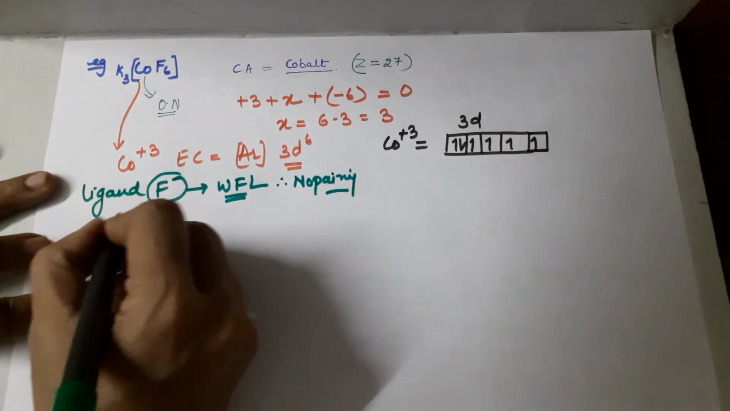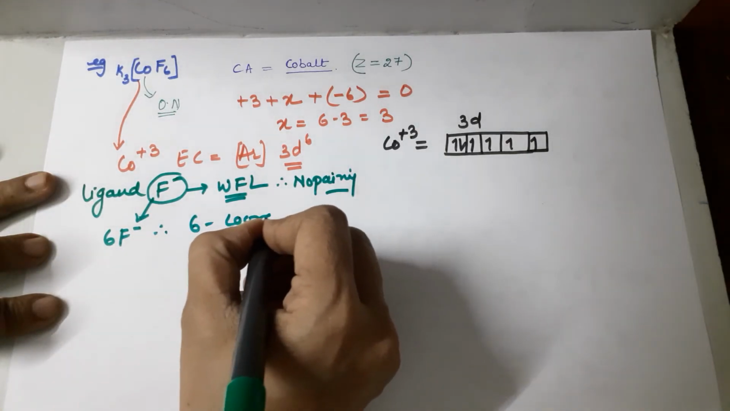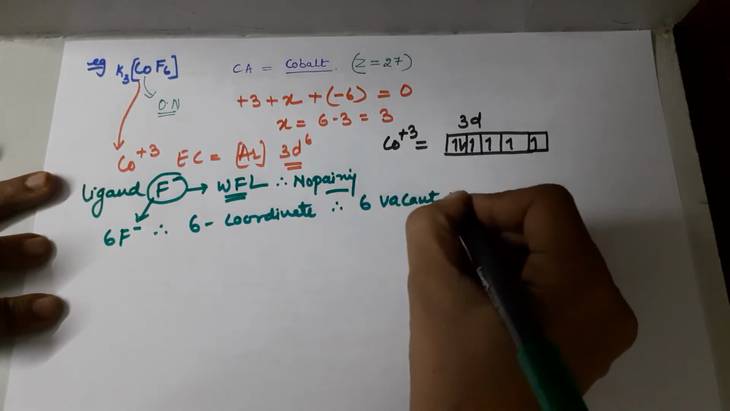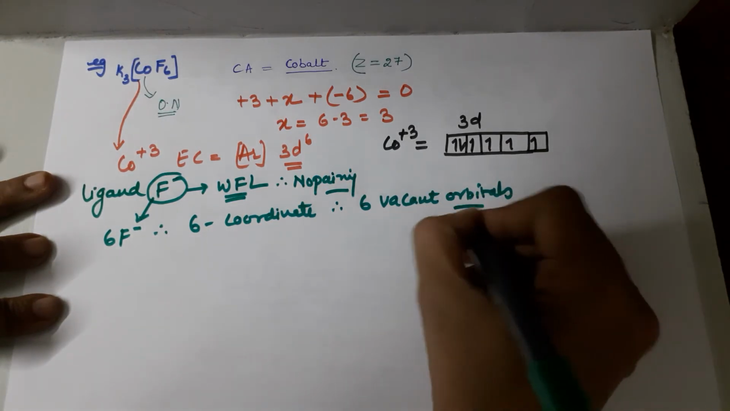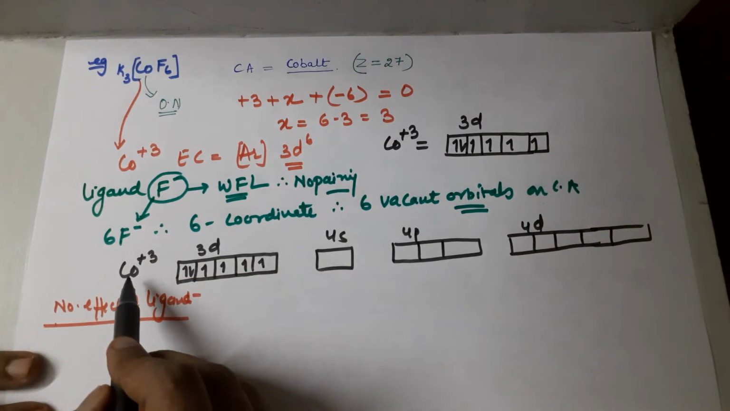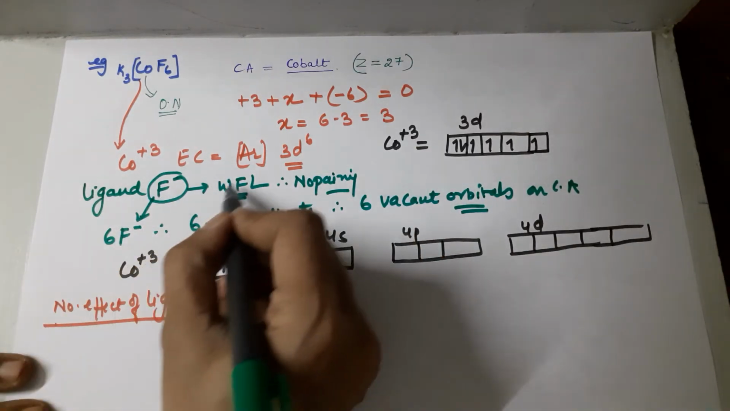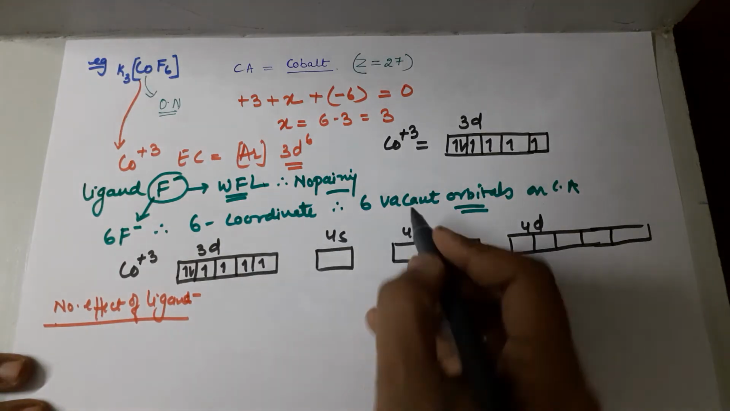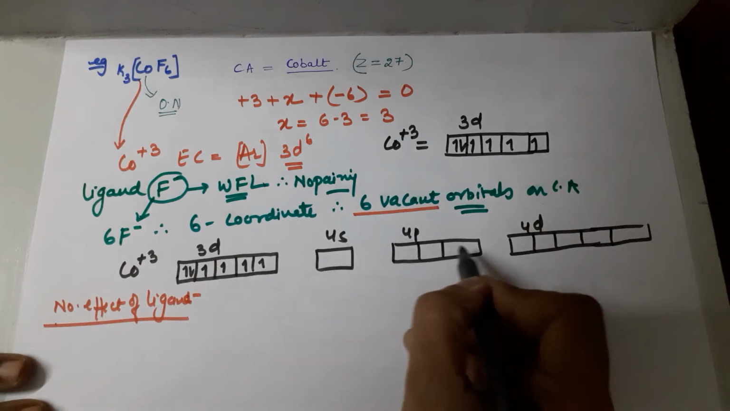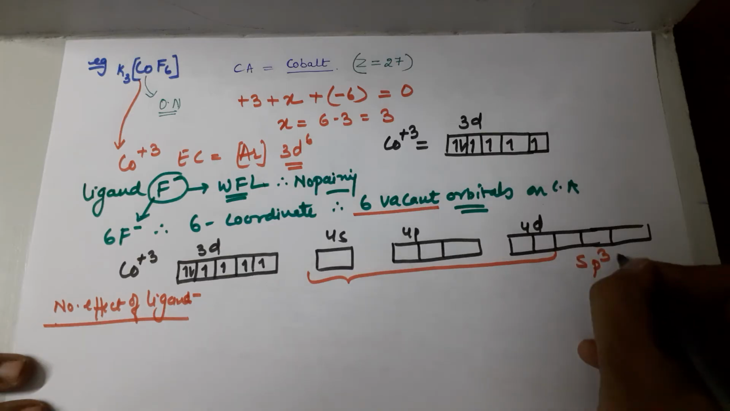Hence, also, how many ligands are there? There are 6 F minus. Therefore, 6 coordinate bonds, and therefore 6 vacant orbitals for formation of the bonds on the central atom. So, this is your cobalt with 6 electrons like this, no pairing because it is a weak ligand. Now, you require 6 vacant orbitals. These 6 vacant orbitals would be 1, 2, 3, 4, 5 and 6. So, this is your hybridization, that is sp3d2.